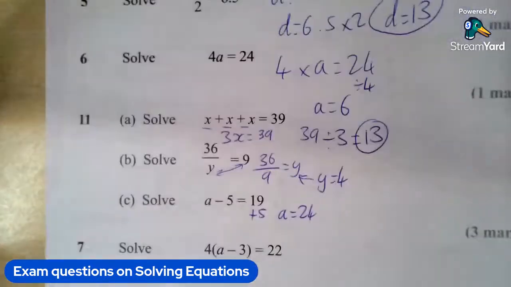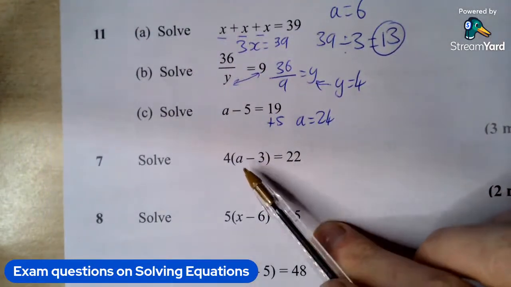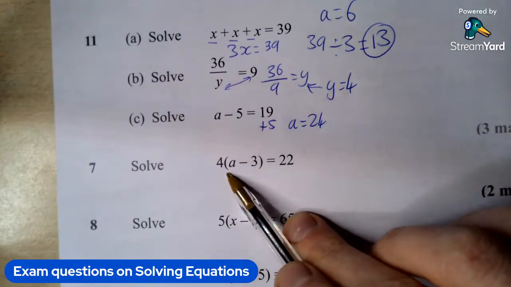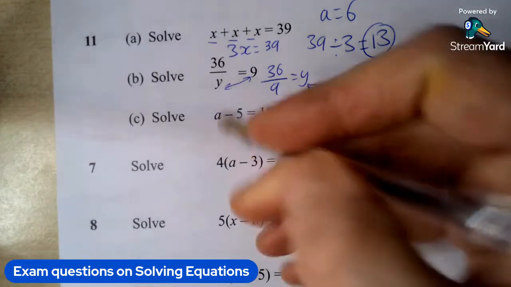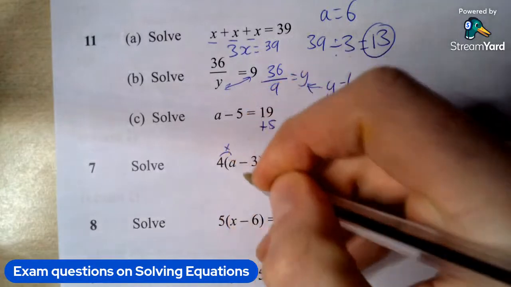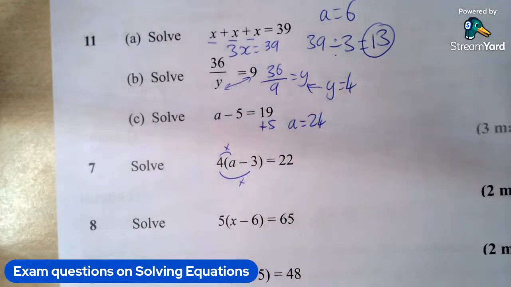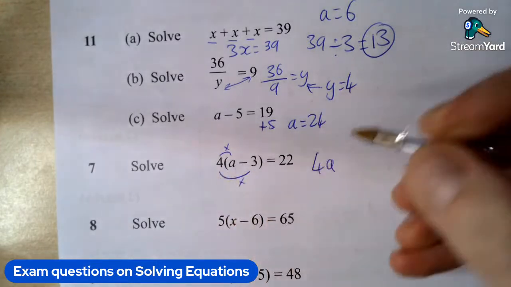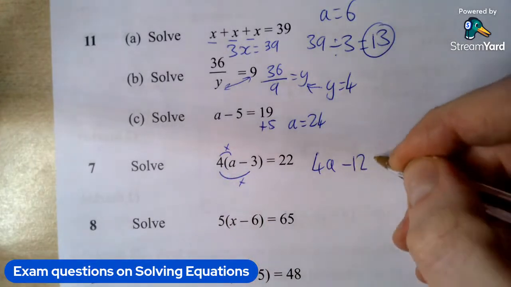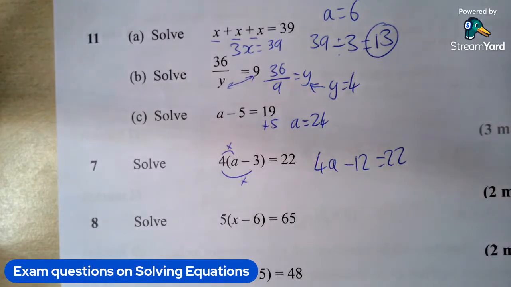So, right. I've got a little bracket here, so what you can do is expand the bracket. You go 4 multiplied by a, and 4 multiplied by minus 3. So 4 times a is 4a, and 4 times minus 3 is minus 12. And that equals 22.